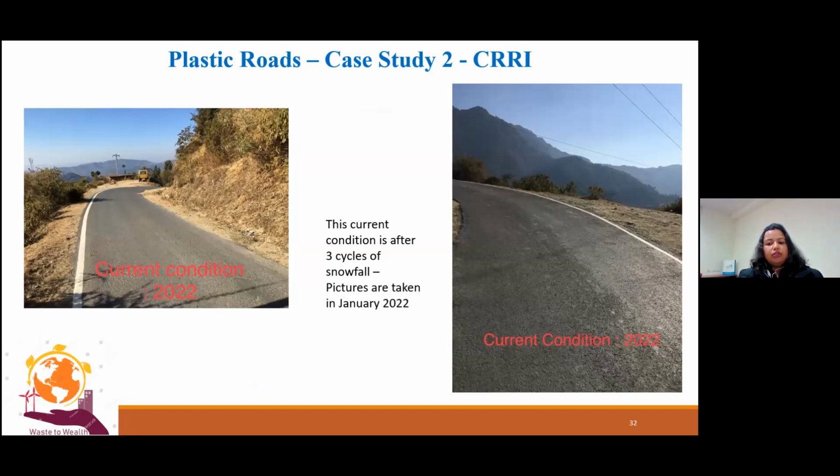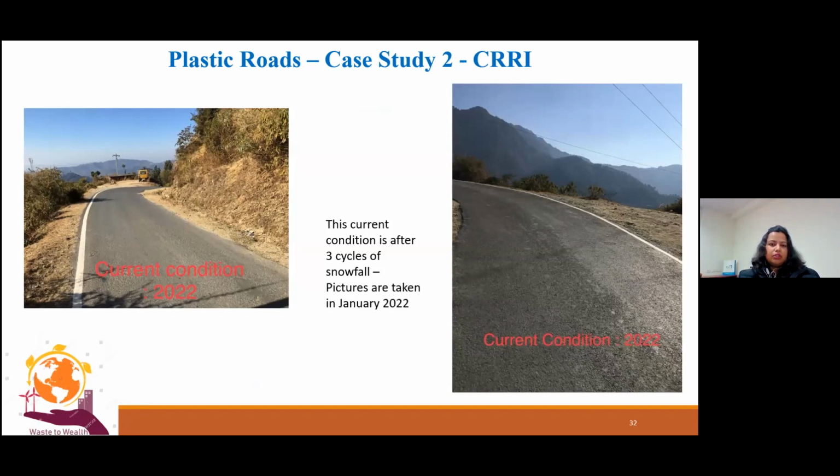So you can see after 3 cycles of snowfall, there seems to be no significant damage to the texture. There is no visible distress on this road surface, which is again an indicator of very good performance, especially in these zones where snowfall was higher.